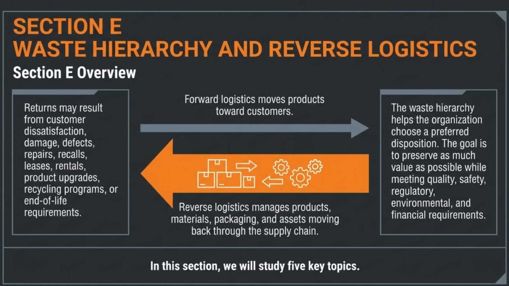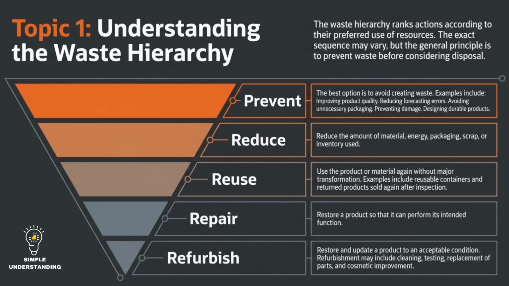The waste hierarchy helps the organization choose a preferred disposition. The goal is to preserve as much value as possible while meeting quality, safety, regulatory, environmental, and financial requirements. In this section, we will study 5 key topics. Topic 1. Understanding the waste hierarchy.